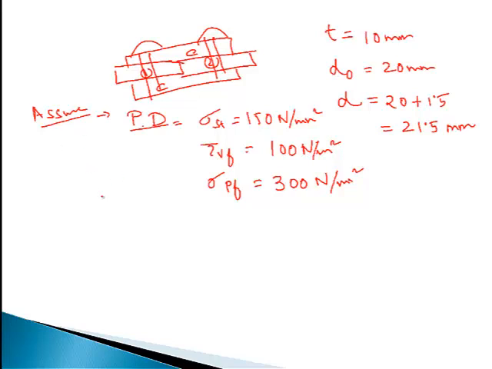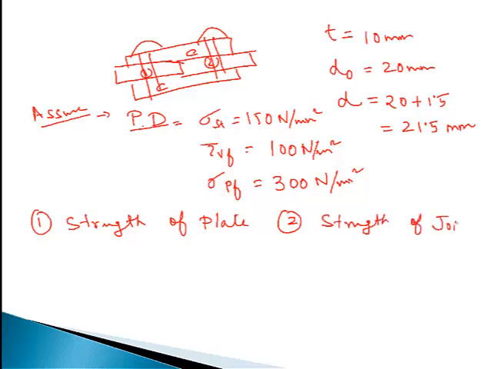Now, how to approach? We have to find out the strength of the joint, the efficiency and the pitch. To find the strength of the connection, we have to find two things: number 1, strength of the plate, and number 2, strength of the joint. If we find the strength of the plate, PT, as given in my previous lectures, it is sigma ST into (P minus D) into T.